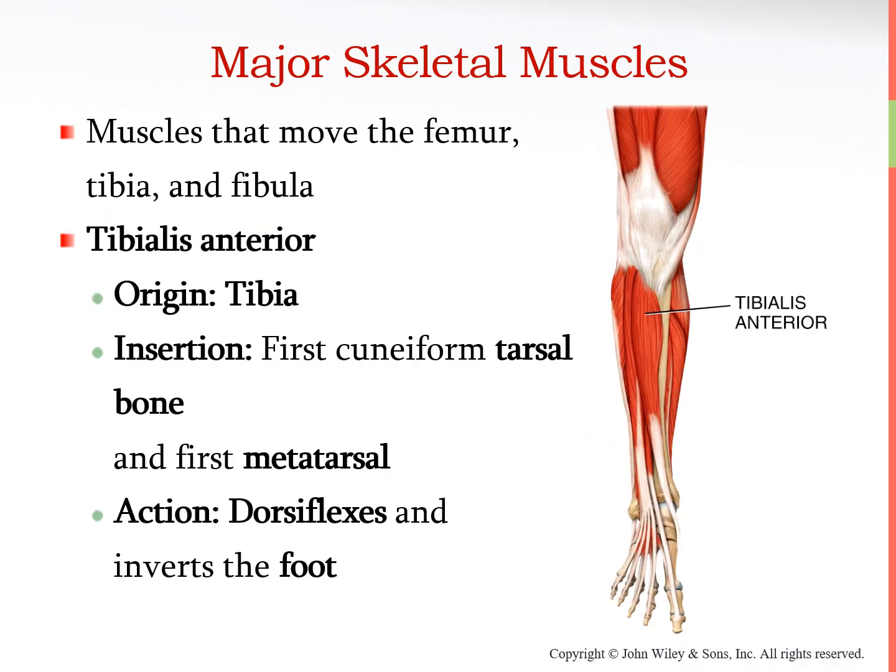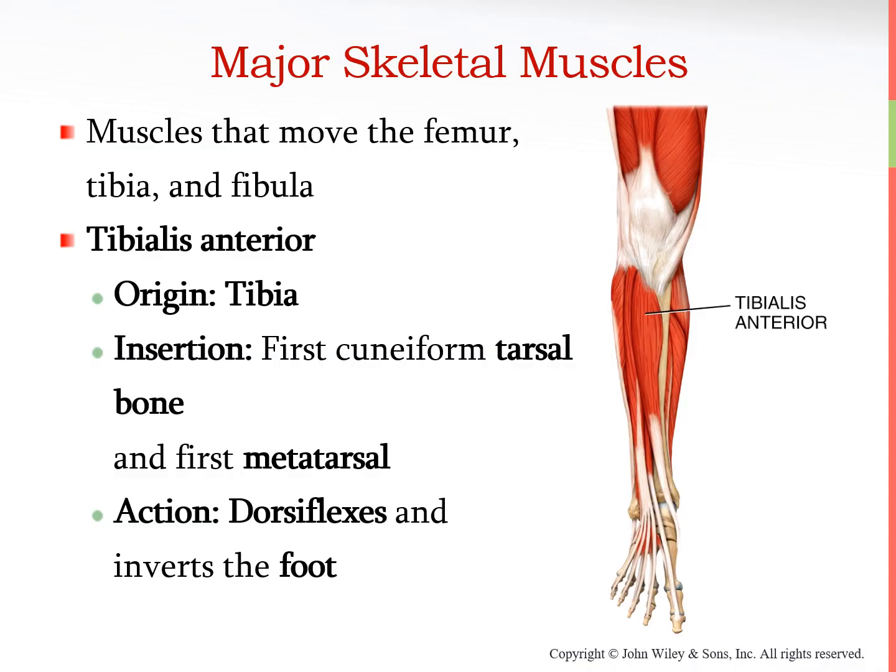Moving down now to the muscles that move the femur, the tibia, and the fibula, we have the major anterior leg muscle called the tibialis anterior. Easy name to remember. The origin is in, guess what? The tibia. And the insertion is in the first cuneiform tarsal bone and the first metatarsal of the sole area. So this muscle is anterior. It's going to pull the superior portion of the foot up towards the tibia.